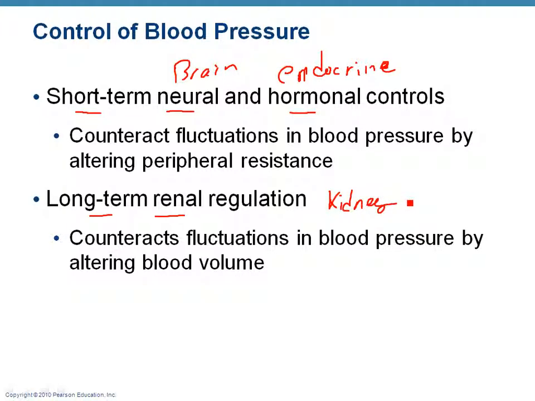Now your short-term controls counteract fluctuations in blood pressure by altering peripheral resistance. Maybe vasoconstricting or vasodilating, things like that. Long-term renal regulation by the kidney works by counteracting these changes in blood pressure by altering the blood volume. So you have changes in peripheral resistance, short-term, and changes in blood volume, long-term.